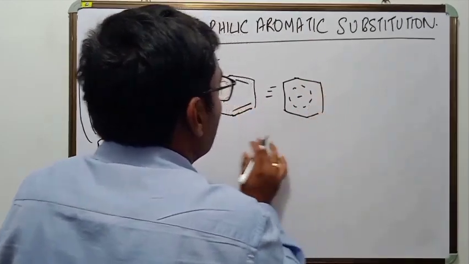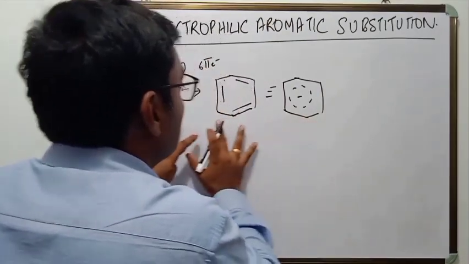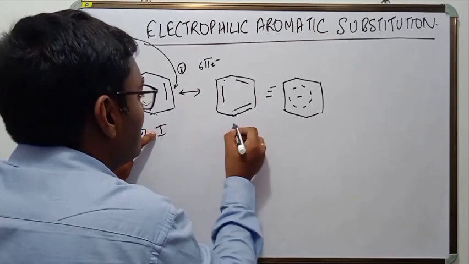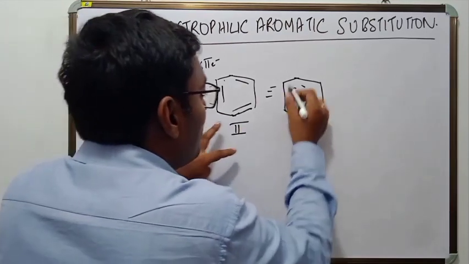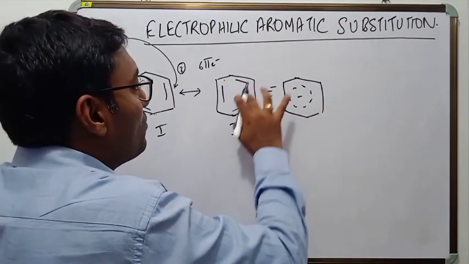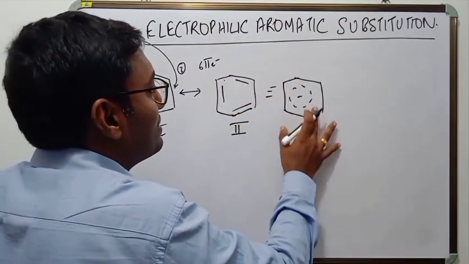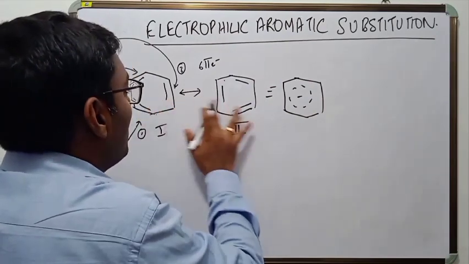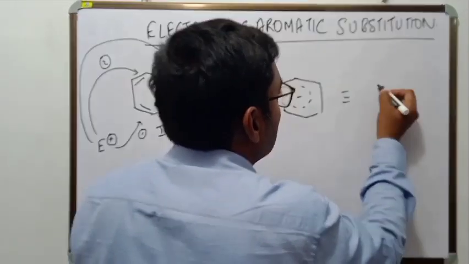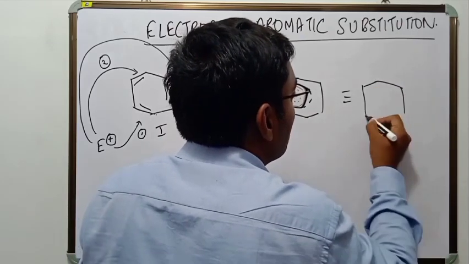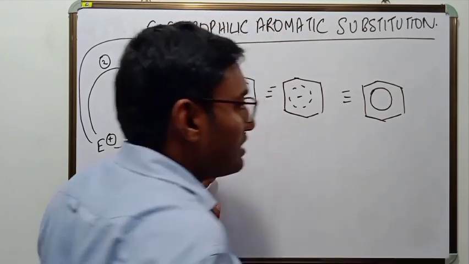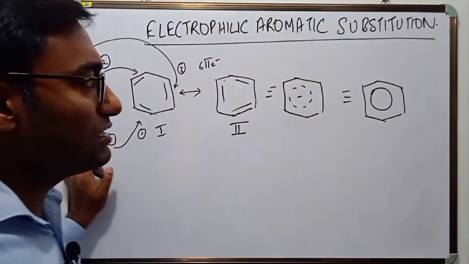Right? This is the resonance hybrid structure of the benzene ring. These are the canonical forms of the benzene ring, and this is the overall resonance hybrid structure of the benzene ring. This delocalization of the electron is referred to as resonance. So for simplicity, you can draw a hexagonal structure and represent this delocalization by a circle inside this hexagonal structure.